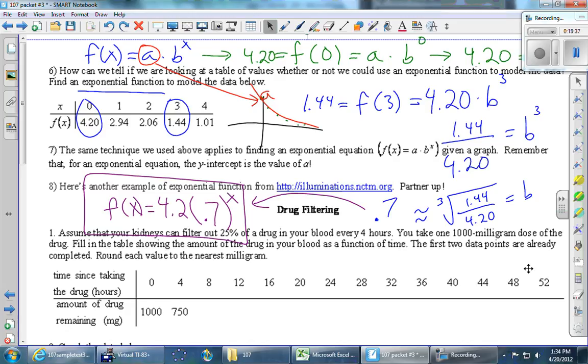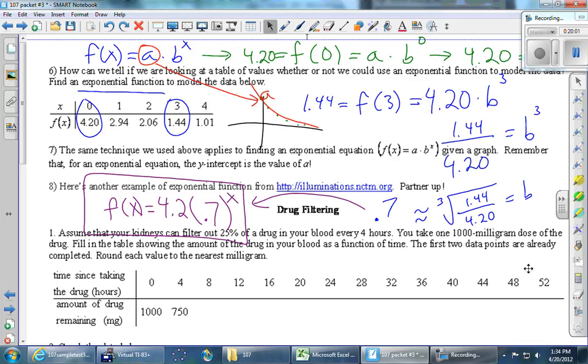So first, going from 1,000 to 750, do we see how that happened? Every hour, your kidney can deal with 25% of that drug. It eliminates 25% of the drug. How much is 25% of the 1,000 that we started with? 250. And if you start with 1,000, and you eliminate 250, then how many are left over?